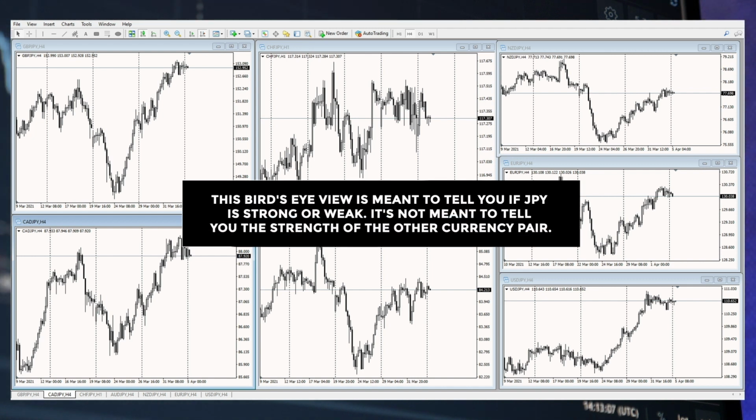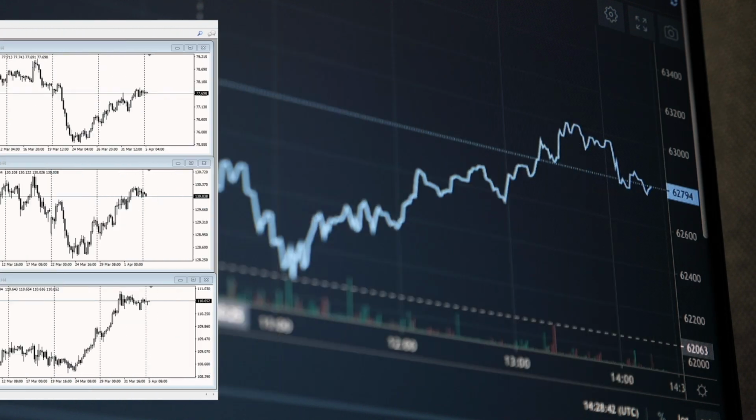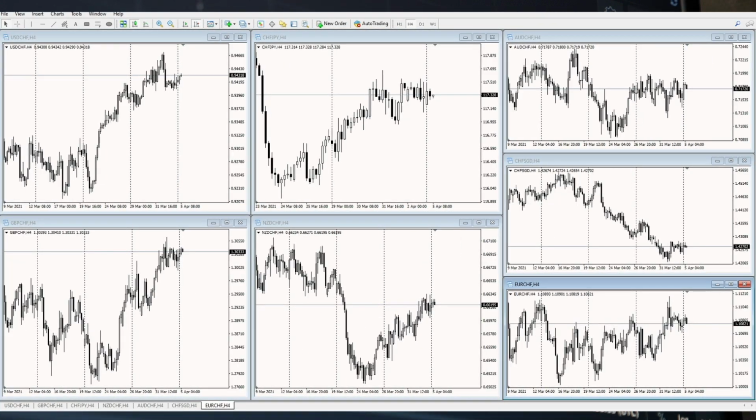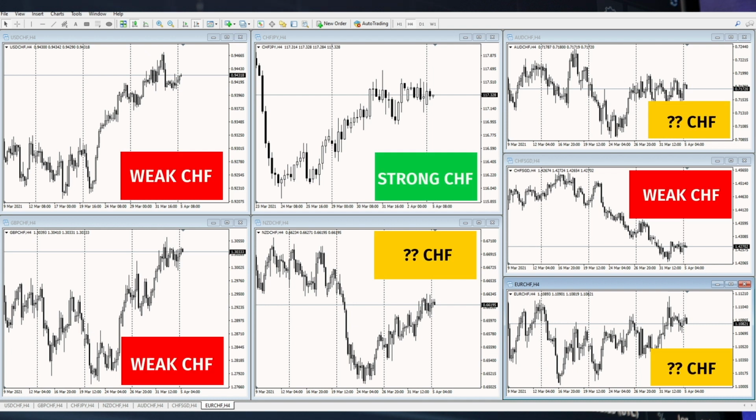Now, this bird's eye view approach is meant to tell you if yen is strong or weak. It's not meant to tell you the strength of the other currency in the pair. If you see that most yen pairs are all heading up, you can conclude that yen is a good candidate for a momentum play. However, if you see that the movement is mixed across the board, perhaps something like half of the currency pairs look bullish and the other half look bearish, then that tells you that you should avoid trading the currency, at least if you are trying to trade a momentum setup.